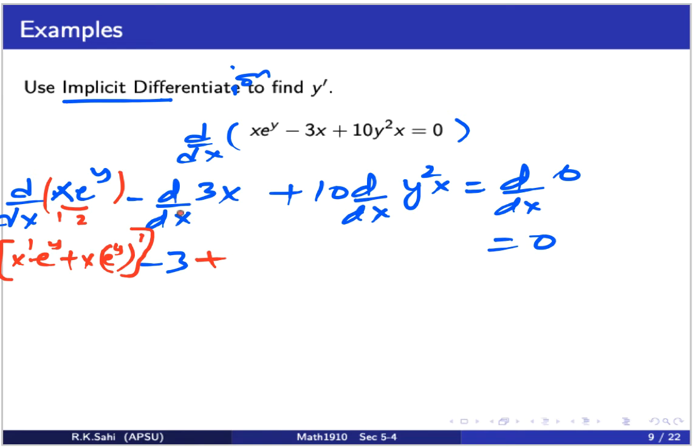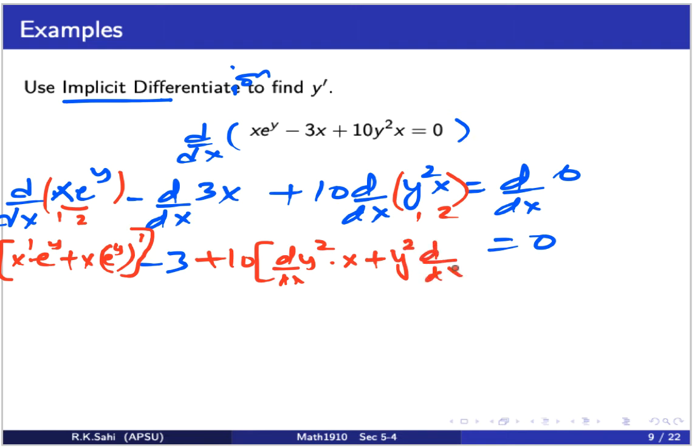Plus, and then negative 3, the middle one, and then let's look at the last expression here. It's 10 times, once again, a differential of two functions. Let's have y squared be one function and x be the other. So what are you going to have? You're going to have the differential of y squared and x times the whole x, plus the first function as it is, that's y squared, and the differential of x.